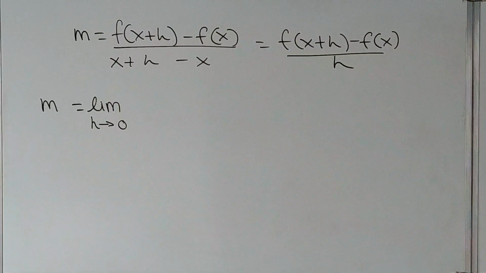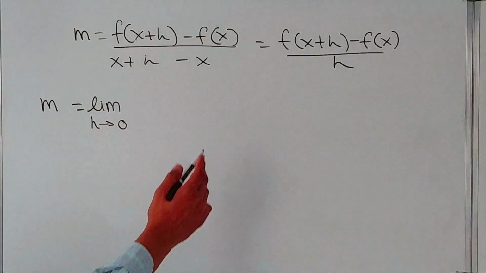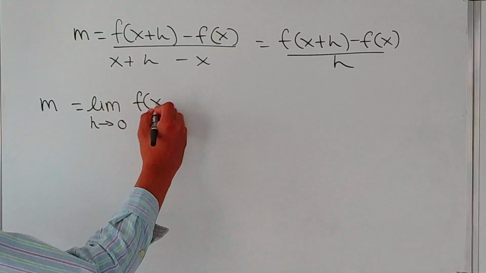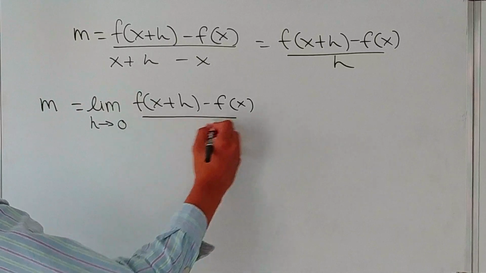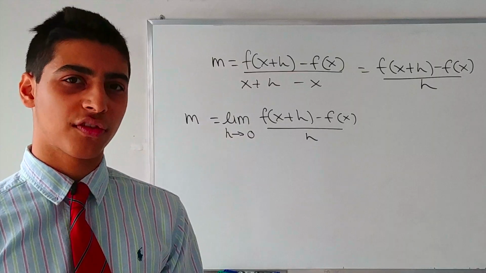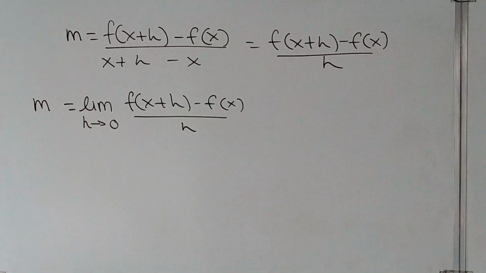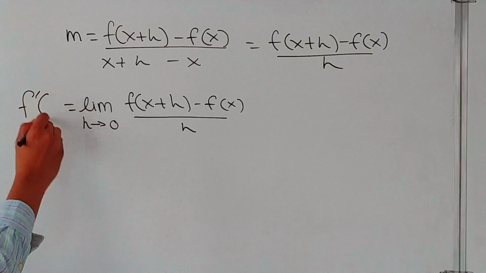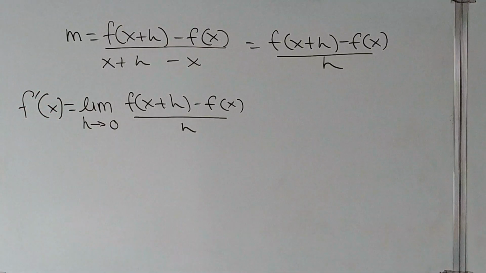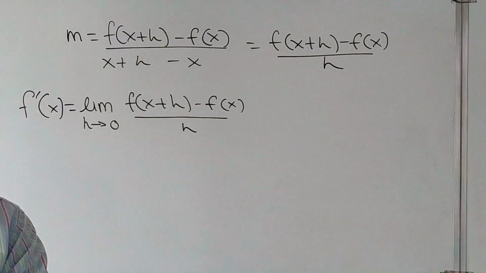So the limit as h approaches 0 of that function over there, which is f of x plus h minus f of x over h. And this, ladies and gentlemen, is what we call the derivative. Another way of writing this instead of m would be f prime of x, which basically means the derivative of f of x. Hopefully that made sense.